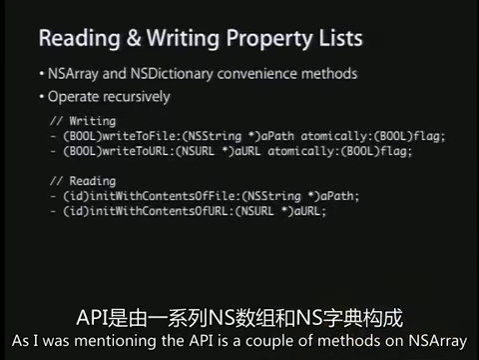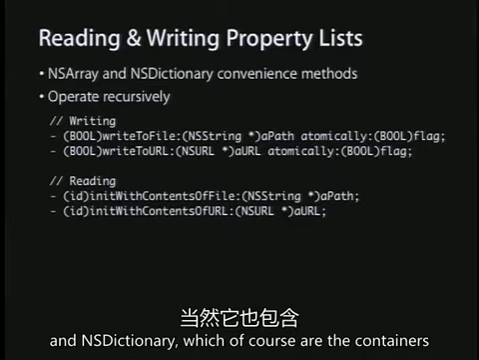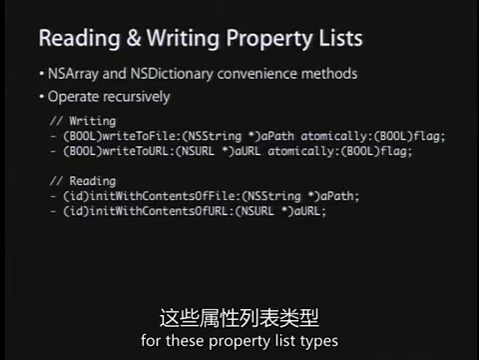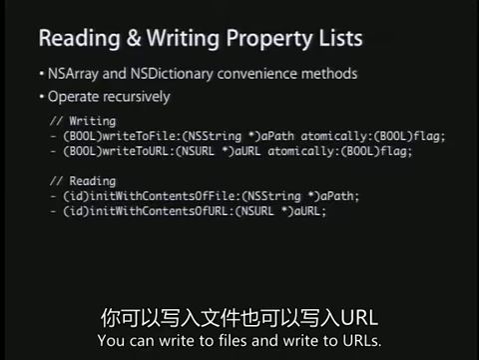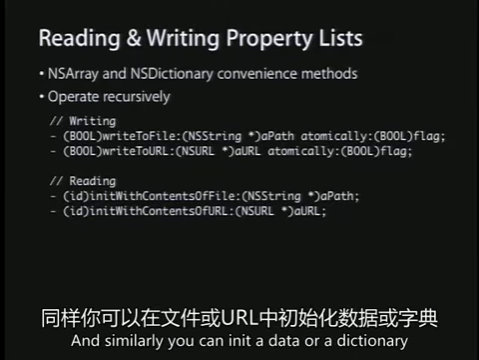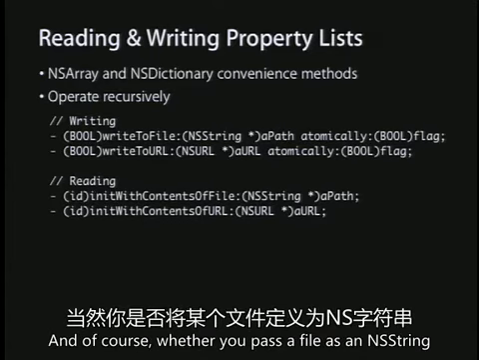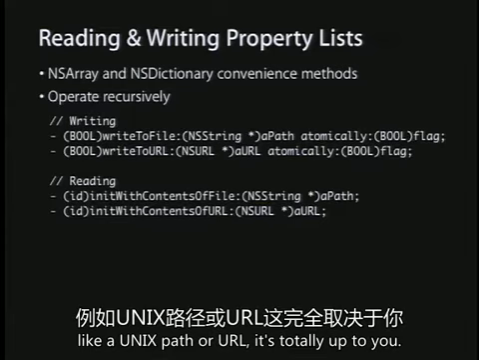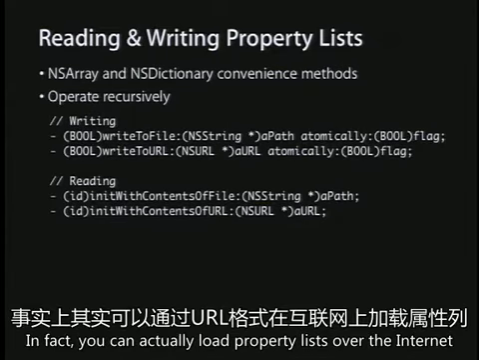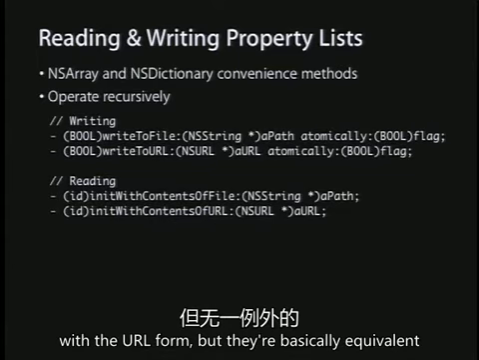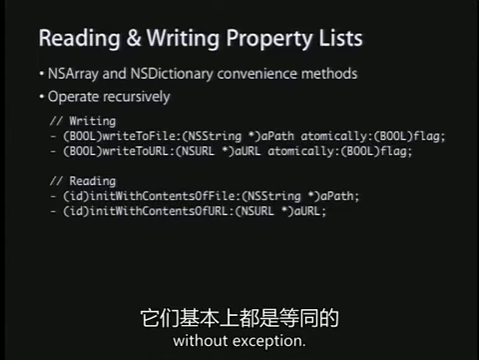As I was mentioning, the API is a couple of methods on NSArray and NSDictionary, which of course are the containers for these property list types. You can write to files and write to URLs, and similarly, you can init a data or a dictionary or an array with a file or a URL. And of course, whether you pass a file as an NSString, like a Unix path, or a URL, it's totally up to you. In fact, you can actually load property lists over the internet with the URL form, but they're basically equivalent with that exception.